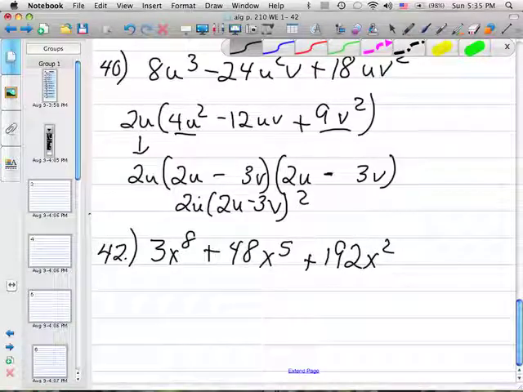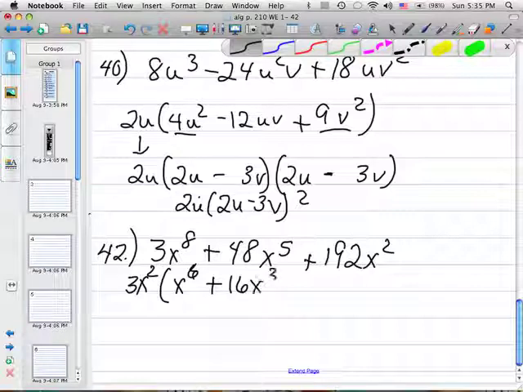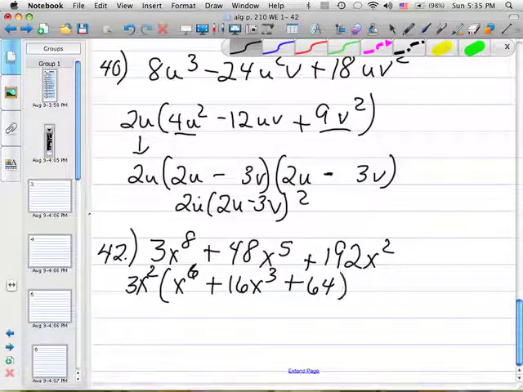We can take out a 3 and an x squared. So that leaves us x to the 6 plus 16x to the 3rd plus 64. The ends are perfect squares.